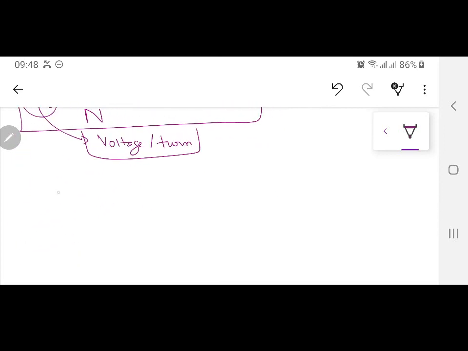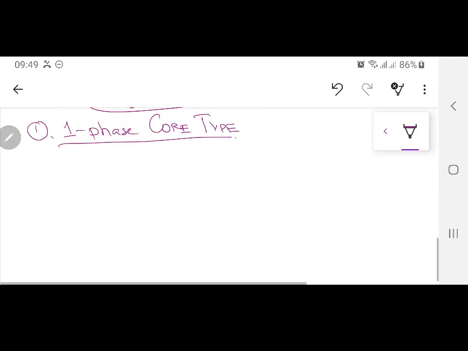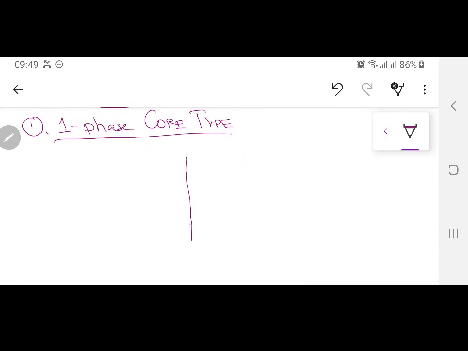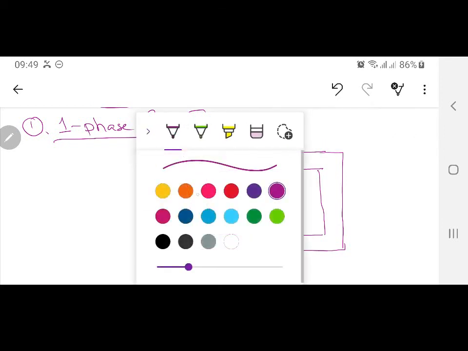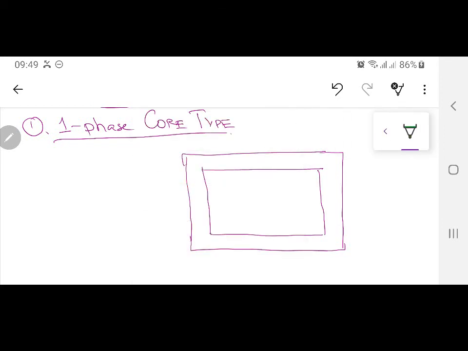Now the first thing, let's talk about a single phase core type transformer. Single phase core type transformer. Now when I'm talking about a single phase core type transformer, let me draw the transformer. Again, it's a two-dimensional view. Okay, I'm going to use this color for the low voltage winding. Now this is actually just the front view and I have cut the whole transformer from the center.